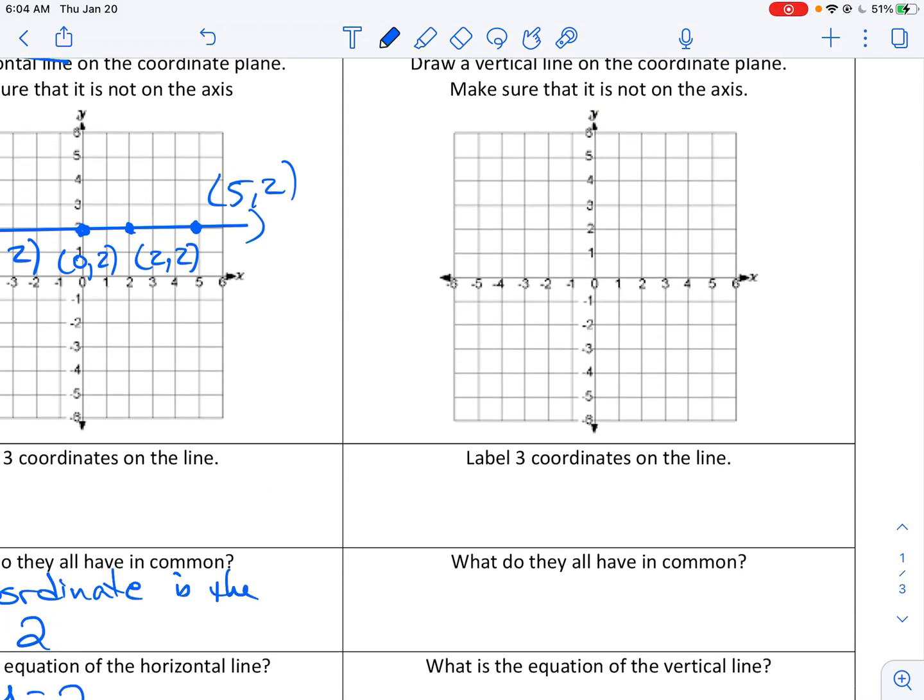Okay, over here, vertical line. I don't know why I didn't pick a negative number, but I didn't. So if I put 3 points on it, I'll pick 4. This would be 4, 5. This one is 4, 2, 4, 0, and 4, -3. Okay, what do they all have in common? This time they have all the x's the same.